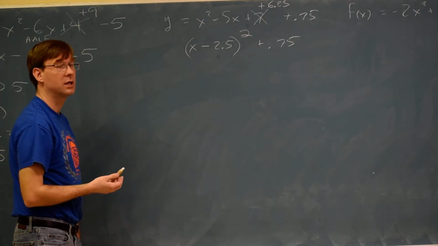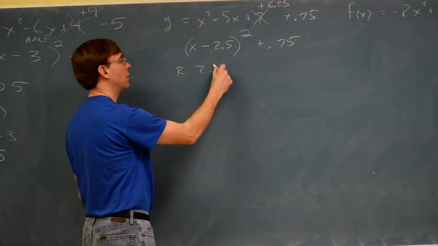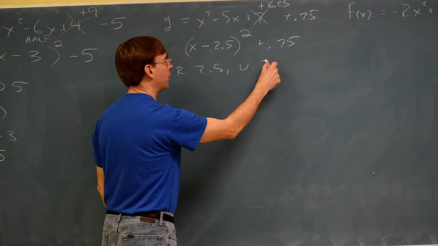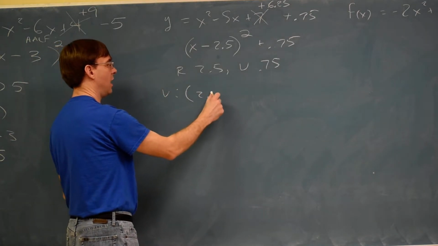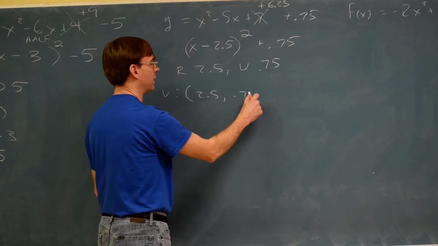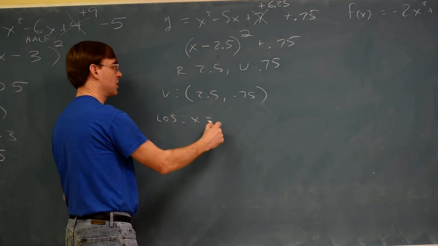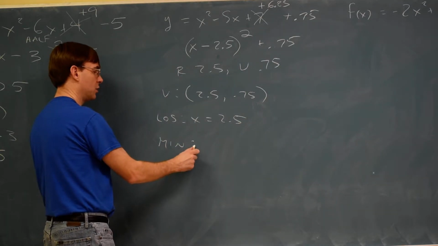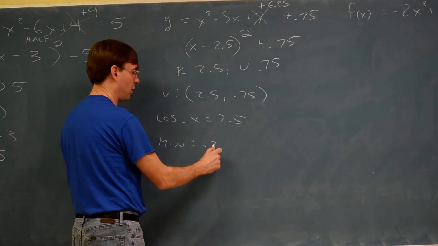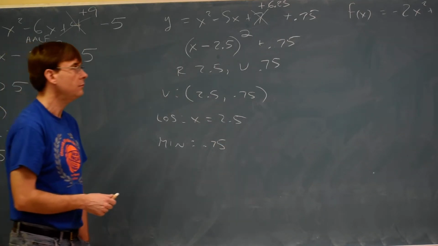And then we'll repeat the process from before. We'd be doing a description that this is right 2.5 and up 0.75. We would do a vertex of 2.5 and 0.75. We would do a line of symmetry, x equals, copy the first number. Still a min because we didn't flip, 0.75, and then we get out of there.